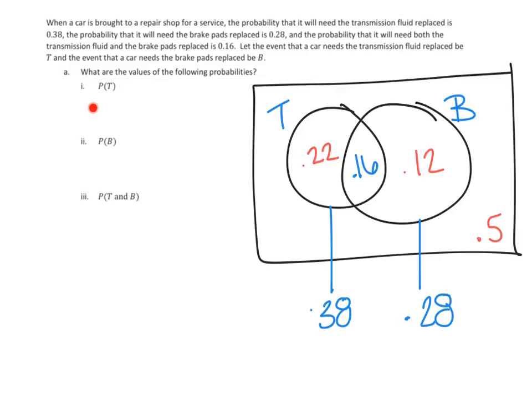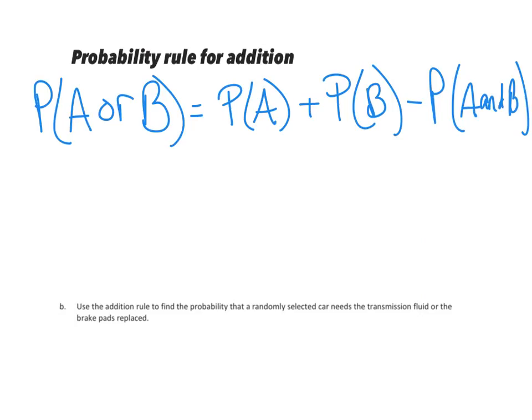So the probability that I'm in circle T, so that's the whole circle T, I would say is 0.38. The probability of circle B, the whole circle, is 0.28. And the probability of T and B will have to be in this circle and in this circle at the same time. So just 0.16. So here it is, box it in.